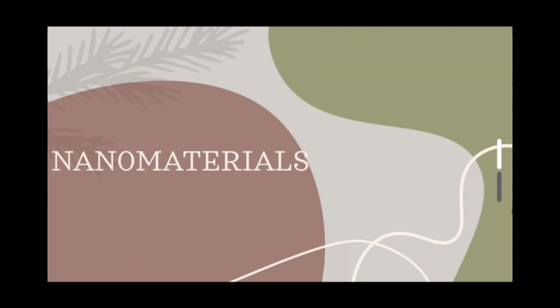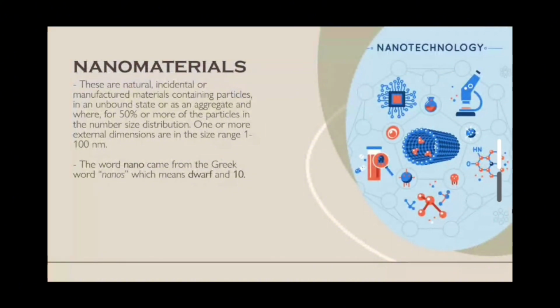For our first objective, we have nanomaterials. These are natural, incidental, manufactured materials containing particles in an unbound state or as an aggregate, where for 50% or more of the particles in the number size distribution, one or more external dimensions are in the size range 1 to 100 nanometers. This nanometer is equivalent to the diameter of approximately 500 atoms.